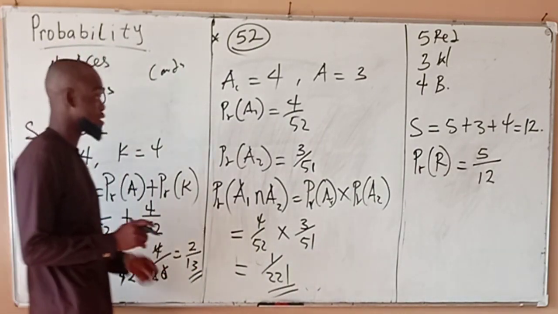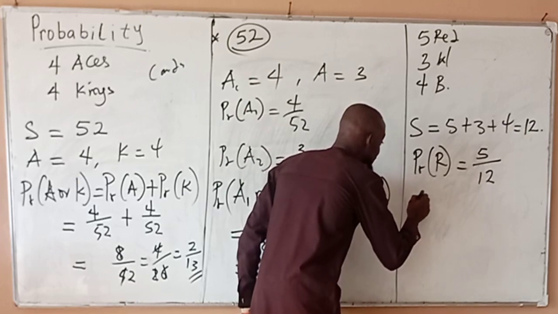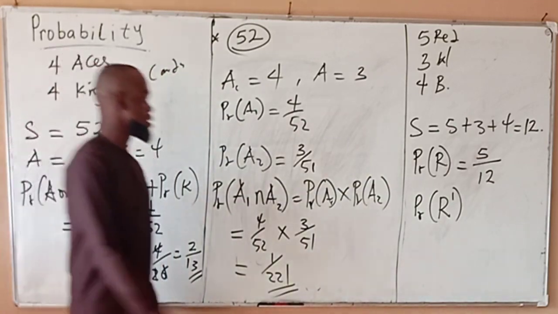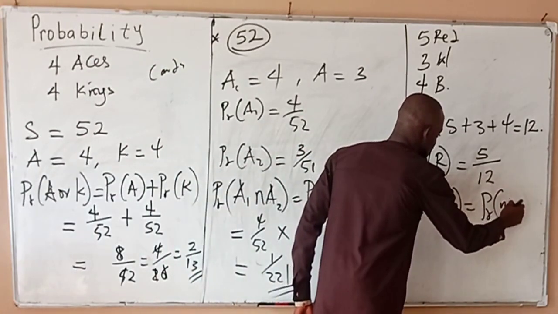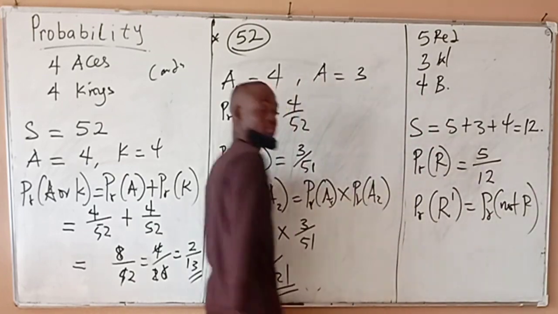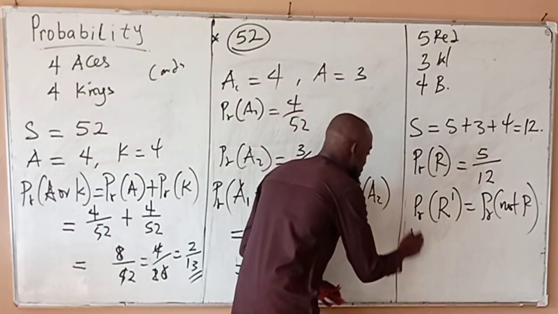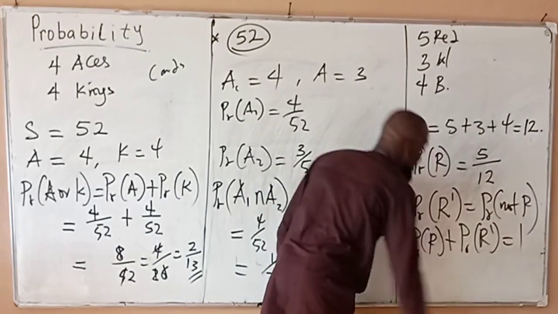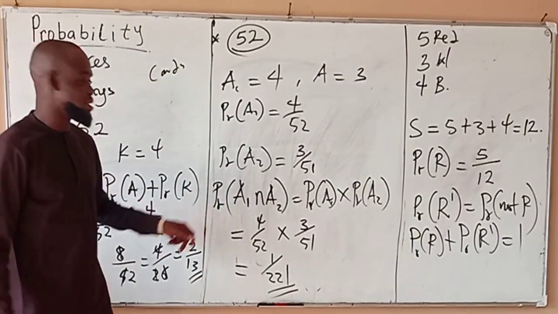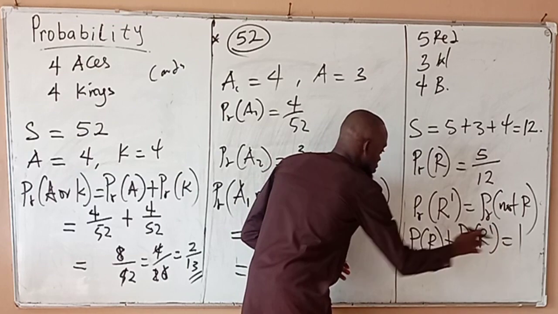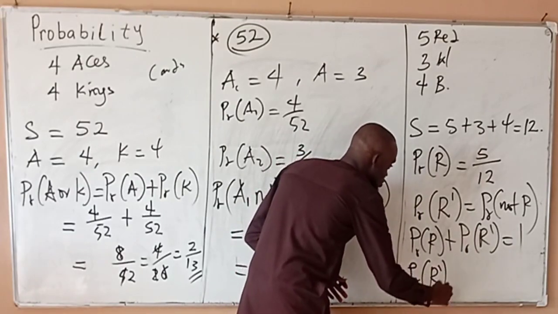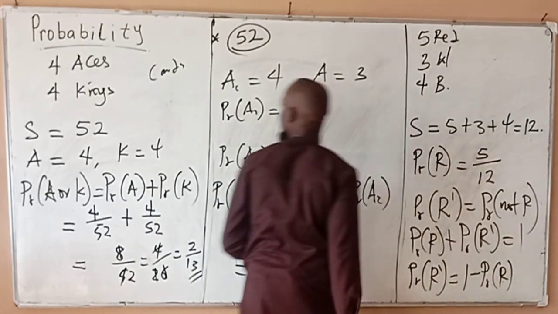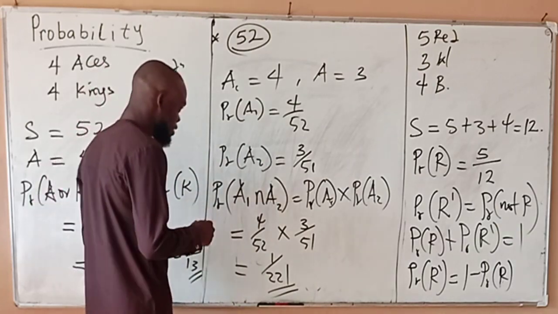Now, what is the probability of not red? That is red prime. That is not red. Remember I told you, when we were starting this class, that the probability of red plus the probability of not red must be equal to 1. So from there we can find not red. The probability of not red will be equal to 1 minus the probability of red.